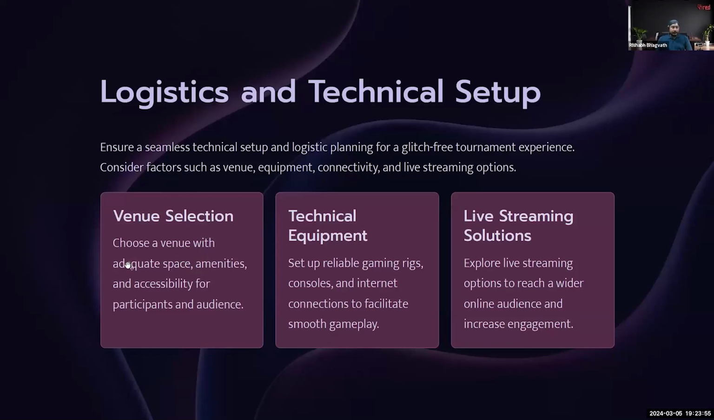Choose a venue with adequate space, amenities, and accessibility for participants and audience. Of course, the number one thing is just to ensure that there's enough space for a lot of people to come in, and that they are satisfied, and they don't have any kind of normal seasonal issues, like rain. It should be a very well set up indoor setup, or you have to be very careful if you're going for an outdoor setup, and just ensure that your participants have all the things they need: restroom access, food, drinks, etc. So that's where venue selection is very important.